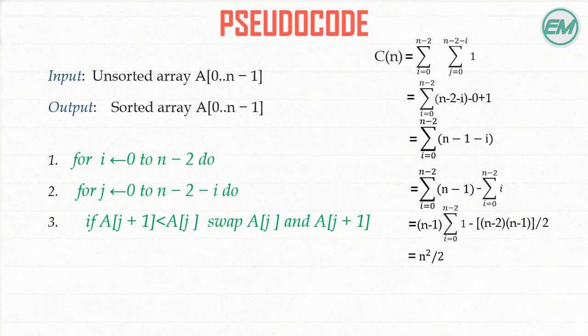For all kinds of input, bubble sort is of the order n square. That is, the time complexity of bubble sort is theta of n square. It is the same for best case, average case and worst case scenarios.